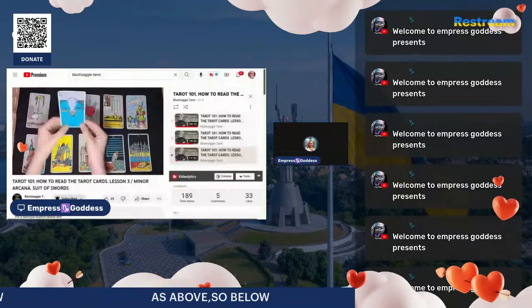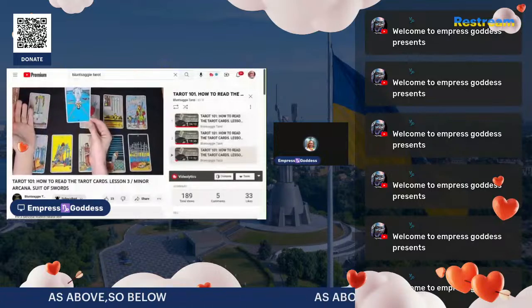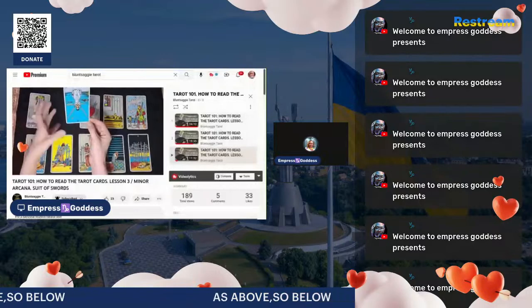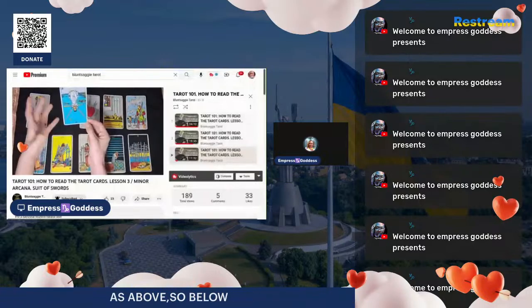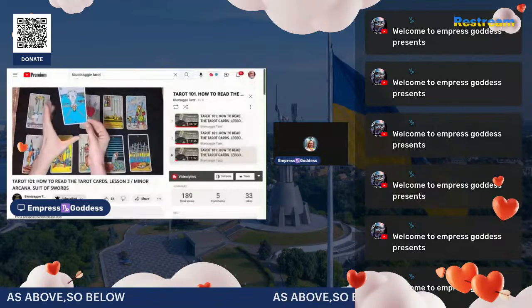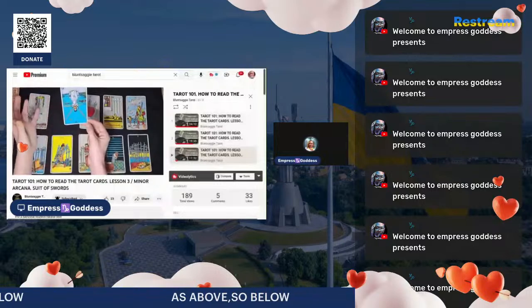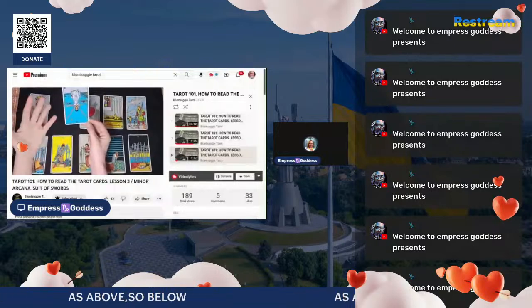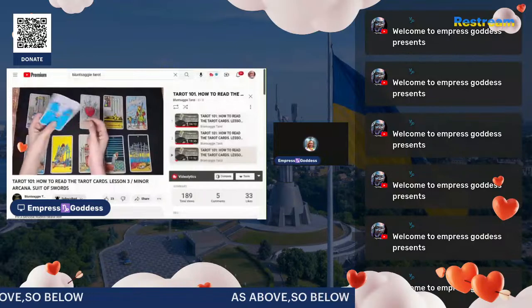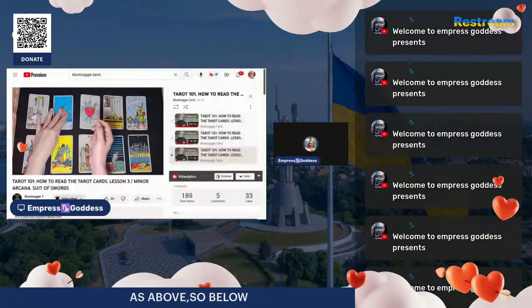Now, when the Two of Swords is in reverse, the decision's been made. There's no more crossroads. This person, the querent, you, have made a decision. You're moving one way or the other. You're not blocking your path forward anymore. You're ready to move forward. So you're coming out of stagnancy. You're coming out of that fork in the road energy.